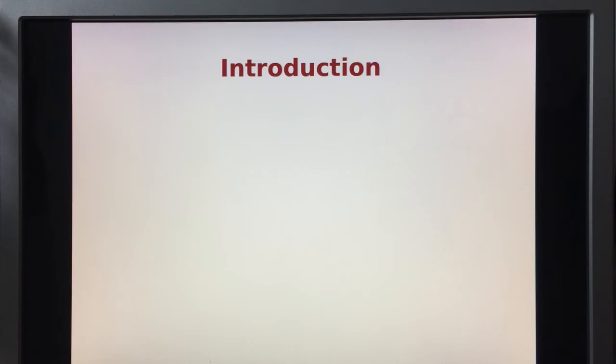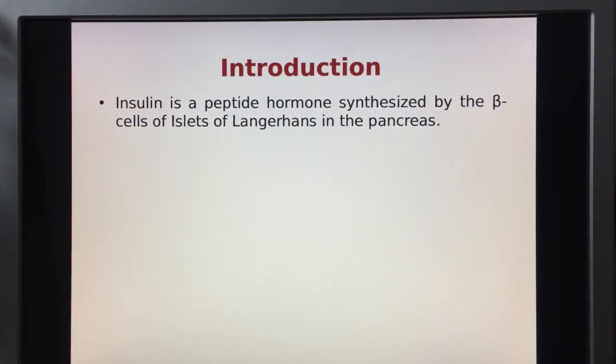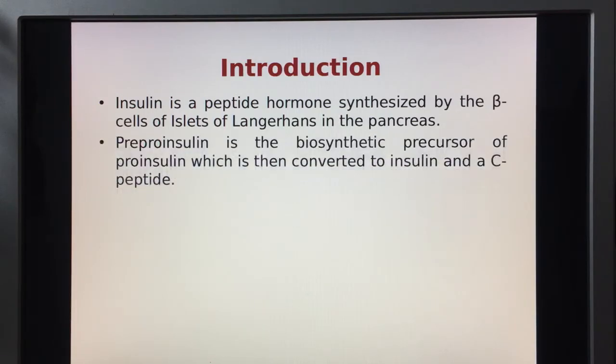Now, pre-proinsulin is the biosynthetic precursor of proinsulin, and this proinsulin is then converted into insulin and a C peptide.